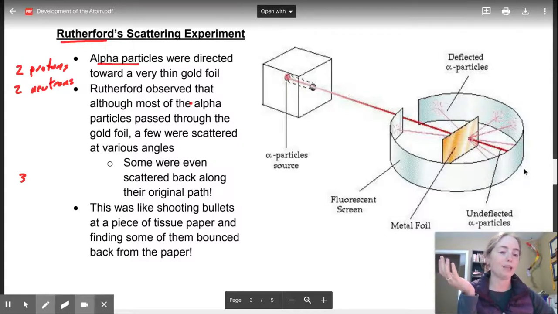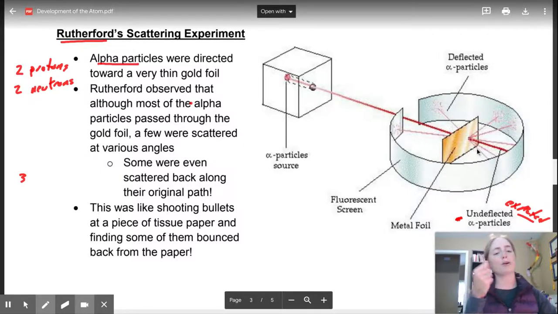So this big red beam is the undeflected alpha particles. This is what was expected. Okay? That's what he expected to see. However, what he did not expect was to see these deflected alpha particles. You see these thin lines? These alpha particles are being scattered all over the place. That was not expected at all. And some of them even came right back along their original path, like back that way, like back this way. It was insane. So he was shocked about this.